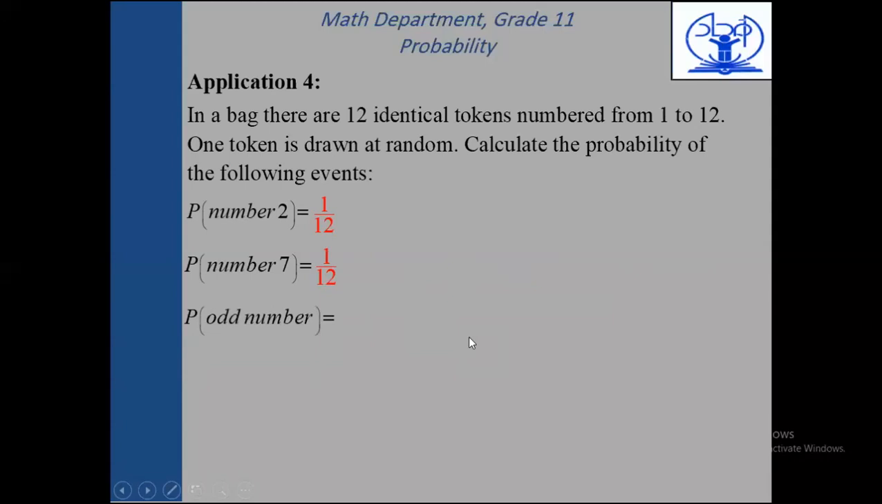Probability of getting an odd number. The odd numbers are 1, 3, 5, 7, 9, and 11. These are 6 out of 12, so half.